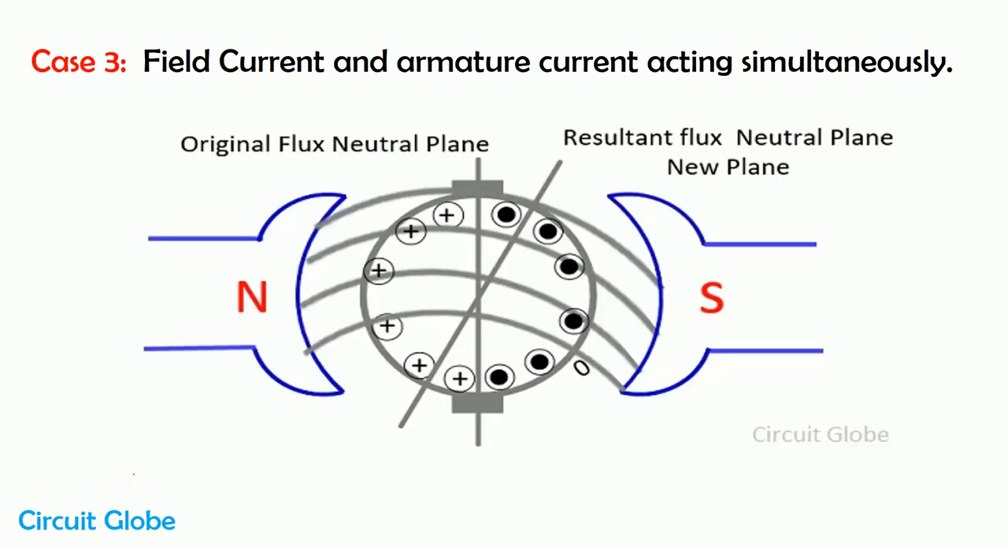Now consider the third condition. Suppose that our machine is on load. Guys, when the machine is on load, that means current starts flowing through both the main pole and the armature conductor.